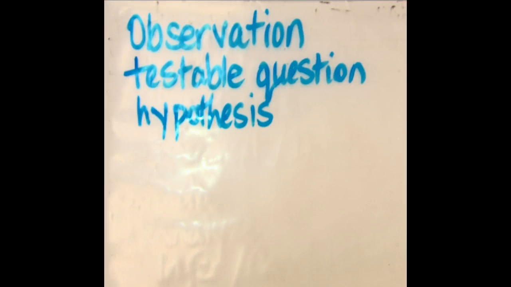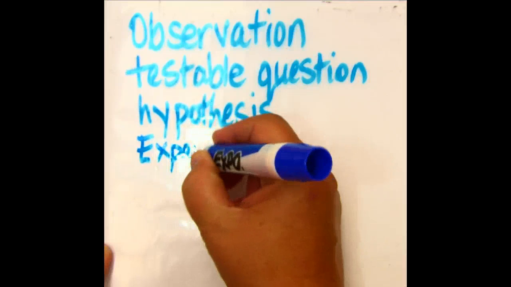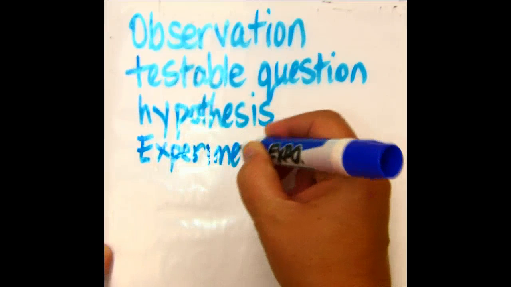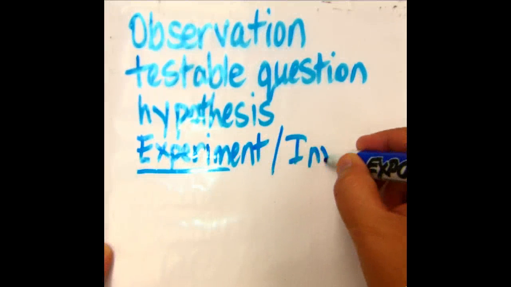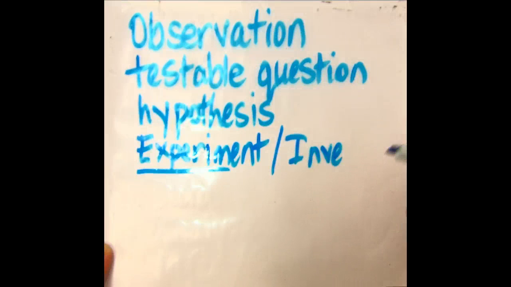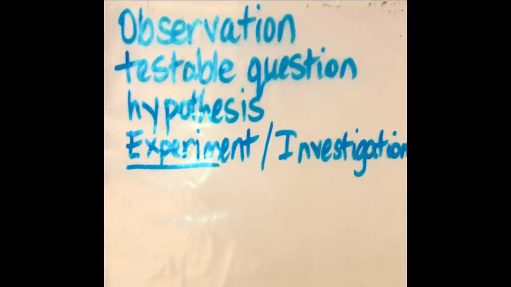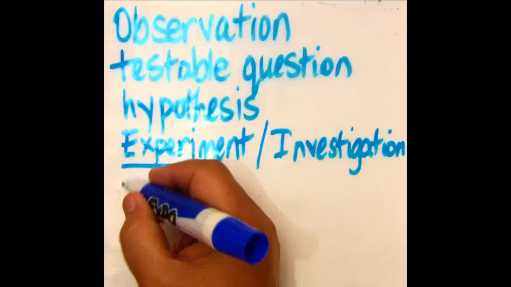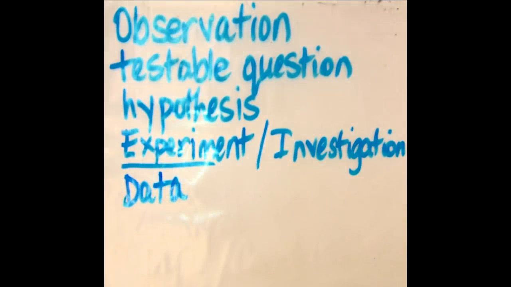Okay, the next thing that you do is you conduct an experiment or an investigation. And an experiment is one where you manipulate the variables, and an investigation is where you observe things that are happening naturally. You're not manipulating anything when you do an investigation. Okay, the next thing that you do is you collect data, and data can be either continuous or discrete data.